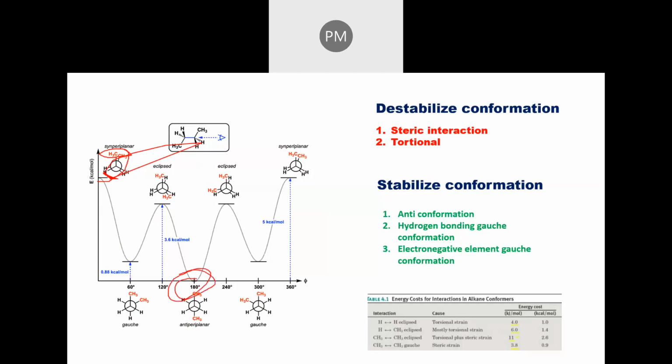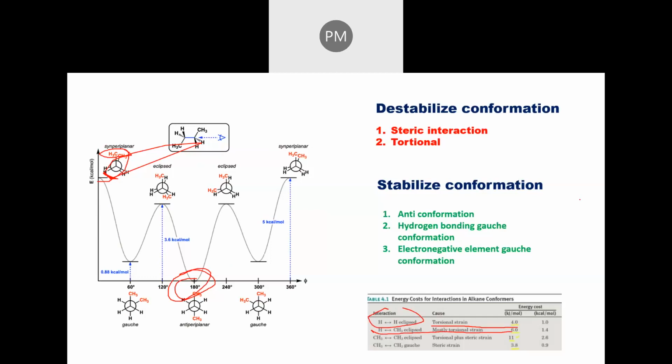So when there is a bulkier group and that bulkier group is far apart from the other, that will be more stable. And also here they discuss what the destabilization factor will be, and how much energy will be lost for the destabilization. The torsion between hydrogens will be around 4 kilojoules per mole, between hydrogen and methyl it will be 6 kilojoules per mole, and between methyl and methyl it will be 11 kilojoules per mole.